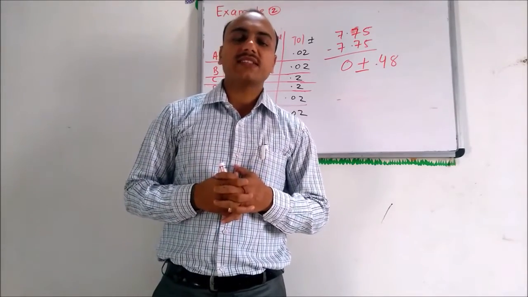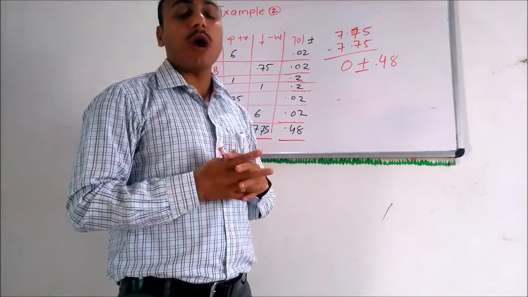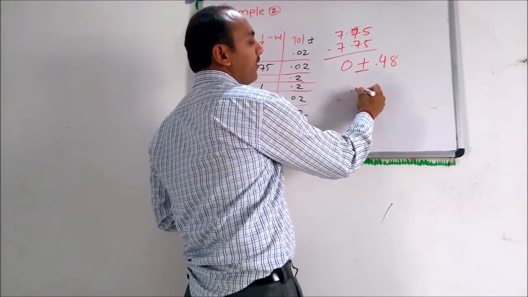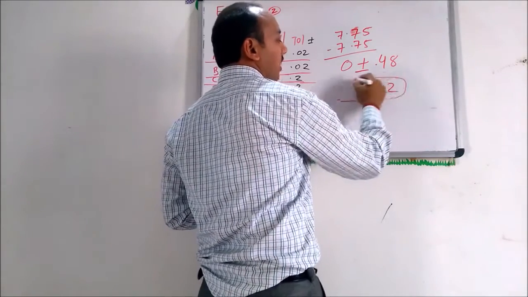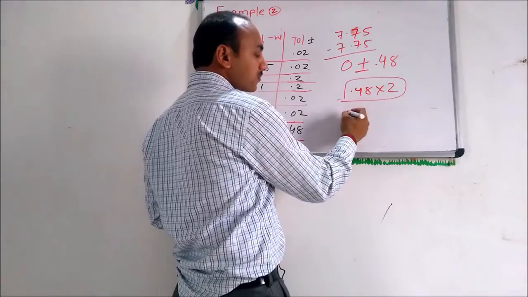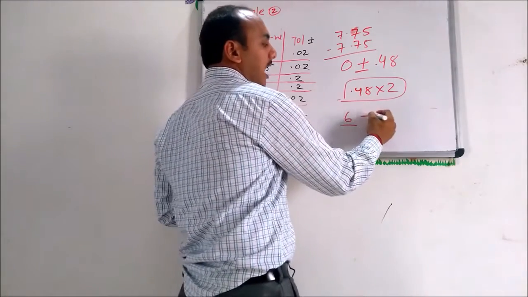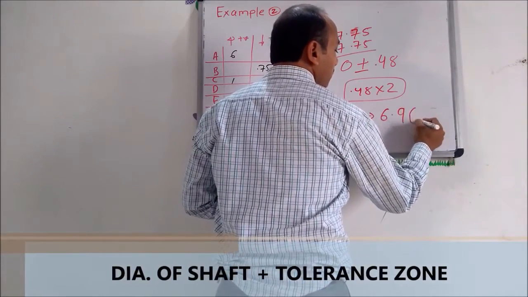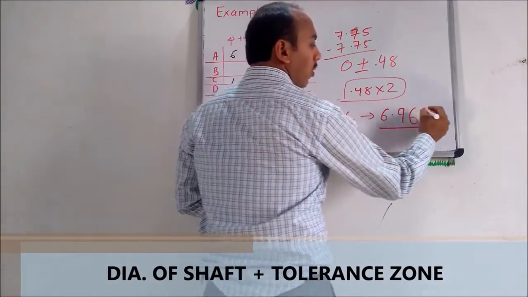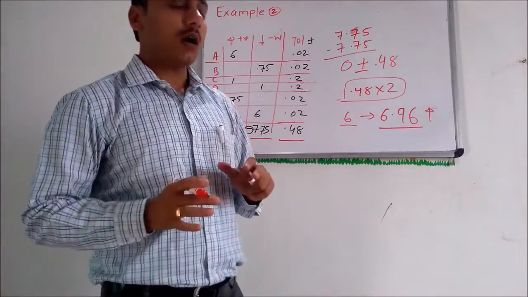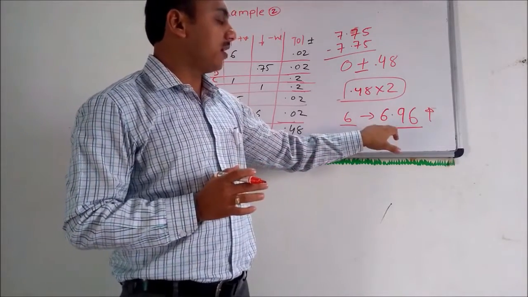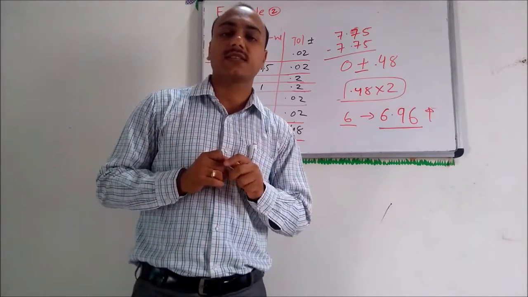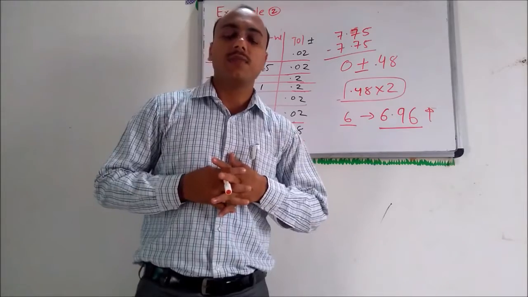So the axis mismatch is going to be around 0.48. So our clearance hole should be bigger by 0.48 times 2 than the diameter of the shaft. Suppose the diameter of the shaft is 6 mm. So the diameter of the hole should be 6.96 or more than that. If our hole in that component is of diameter 6.96 or more, it will easily accommodate the diameter of 6. Otherwise, there will be a problem in assembly.